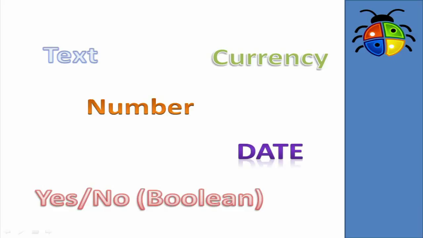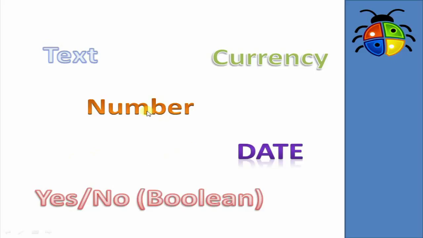So here are some of the most common data types that we'll be using. We've got text, number, currency, date, and yes/no, which is often called a Boolean. So let's have a look through them each individually. Text is also sometimes called alphanumeric, and it contains characters. Text would be used for things probably like someone's first name, their last name, maybe the city they live in.